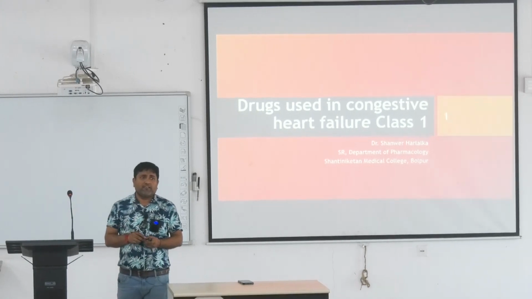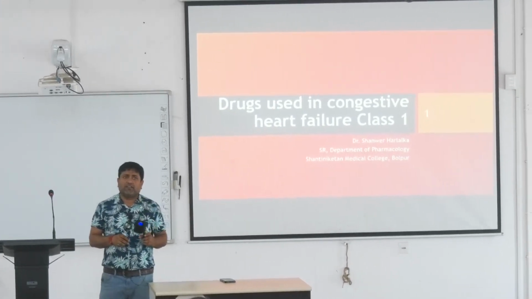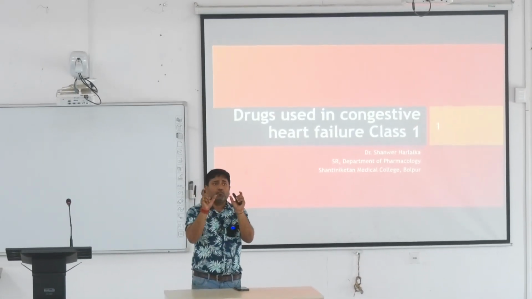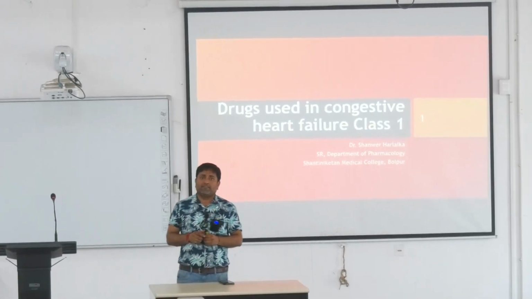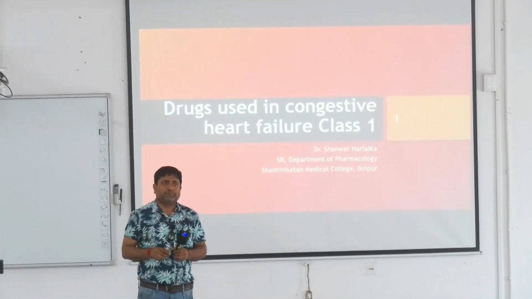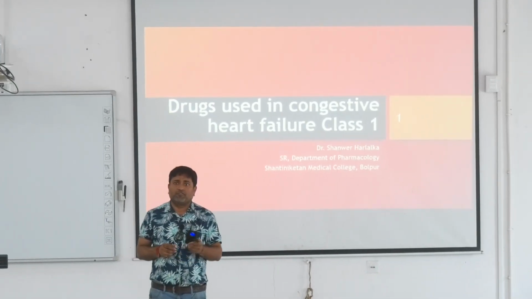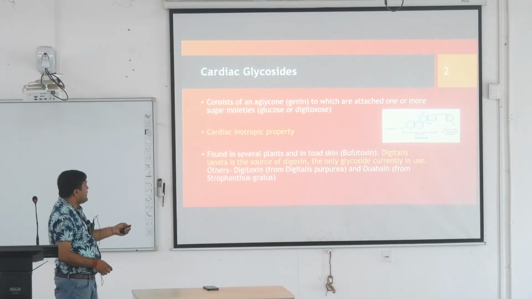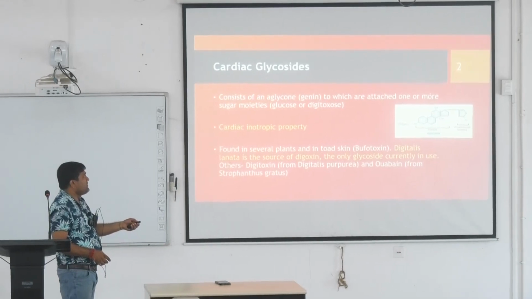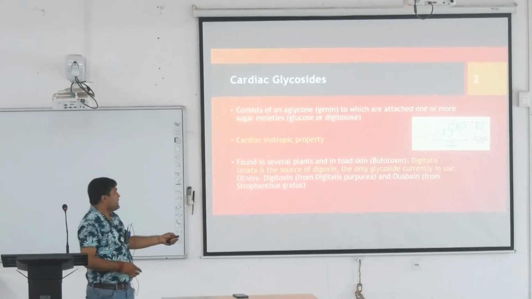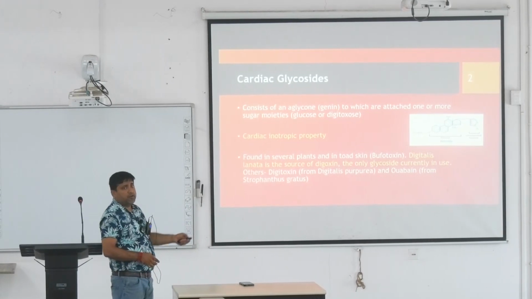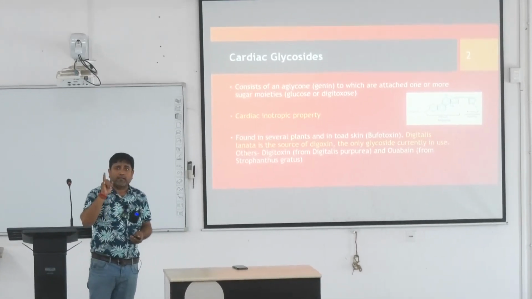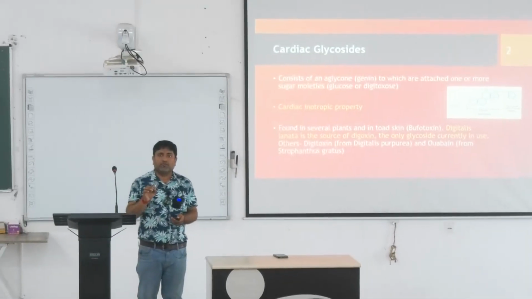The term glycosides basically is a chemical structure containing a non-sugar moiety combined with a sugar moiety by a glycoside linkage. It can be in oxygen or nitrogen or carbon. Basically, a cardiac glycoside consists of an aglycone or genin to which is attached one or more sugar moieties. This is the structure of digoxin. Digoxin is one of the cardiac glycosides and is the only cardiac glycoside that is presently in clinical use.